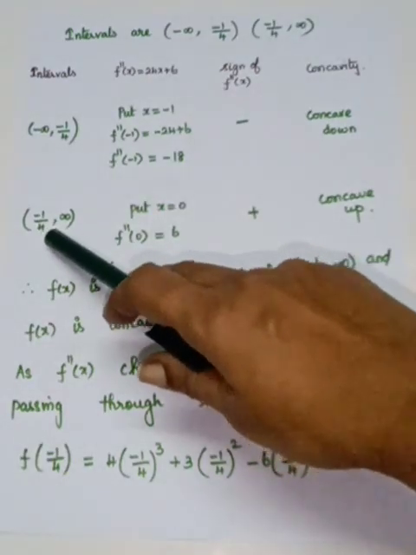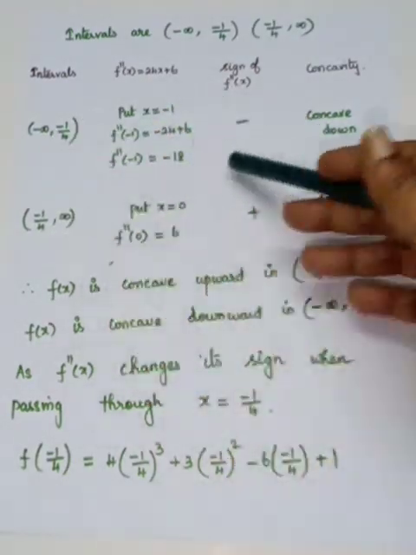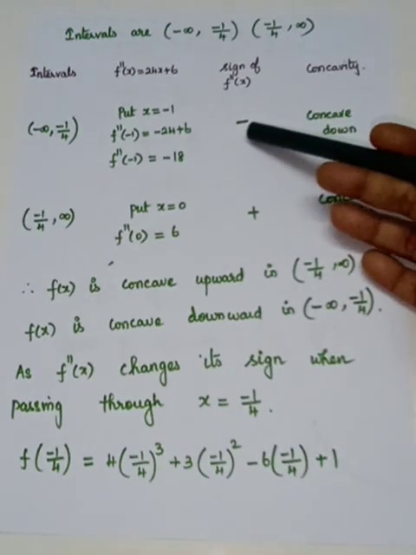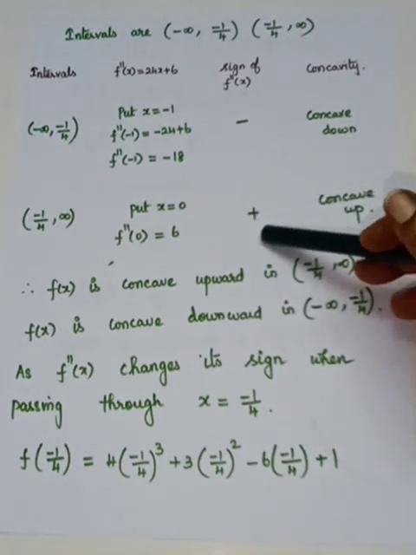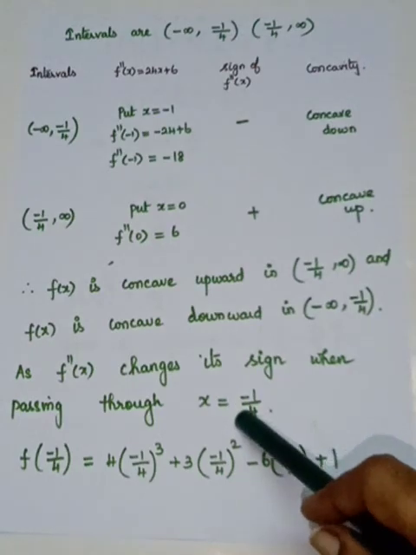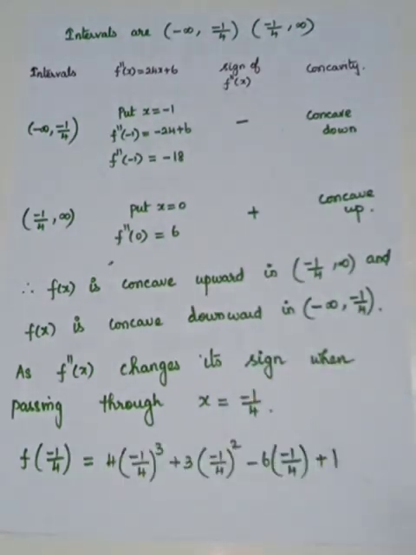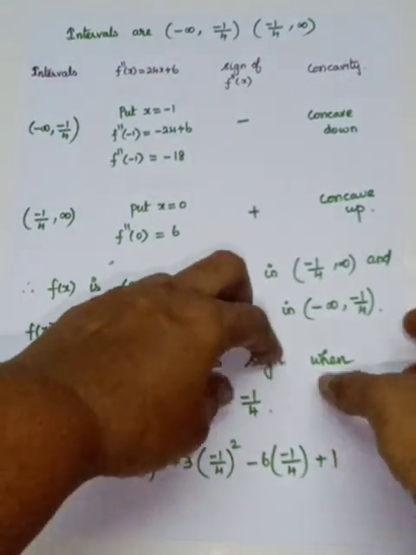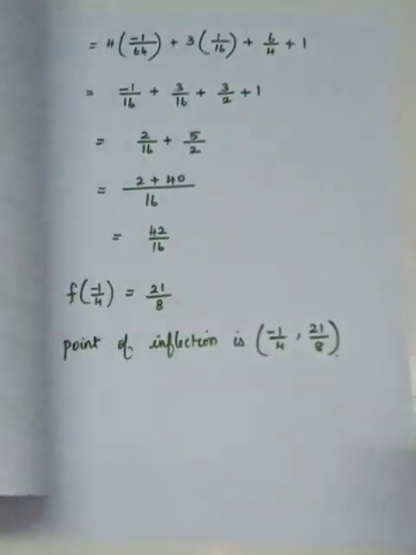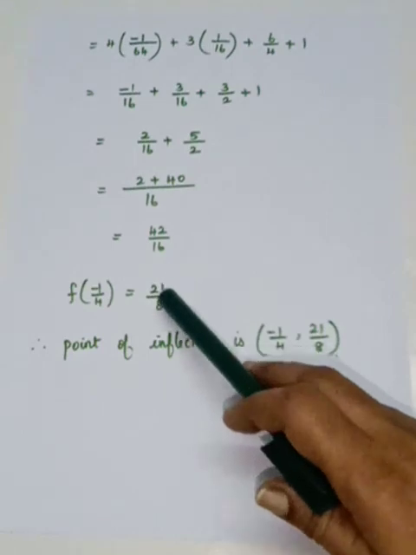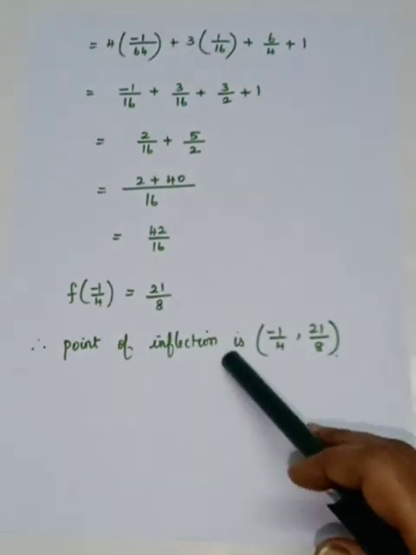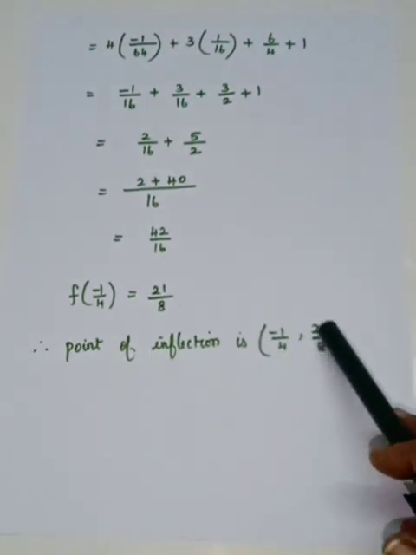So minus 1 by 4, before and after that, there is a change in f double dash of x, negative to positive. So this is the point of inflection. So this point has to be substituted in f of x. So if you substitute and simplify in f of x, you will get the answer as 21 by 8. That is the point of inflection as minus 1 by 4 comma 21 by 8.